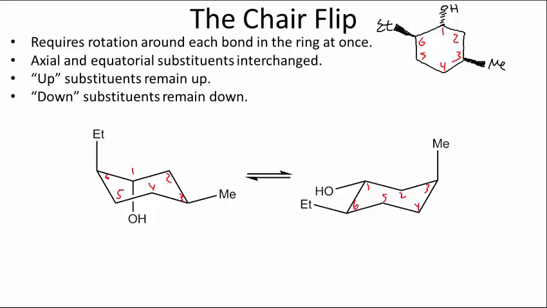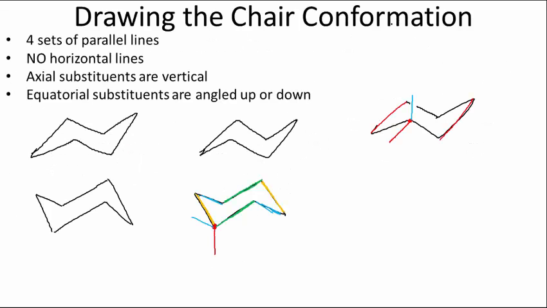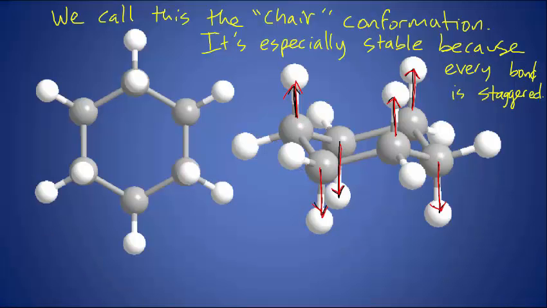So, we talked about why chair is more stable, because every bond is staggered, whereas in the boat conformation, some bonds are eclipsed, and actually there's two hydrogen atoms in the middle that really get in each other's face. So it's much less stable.